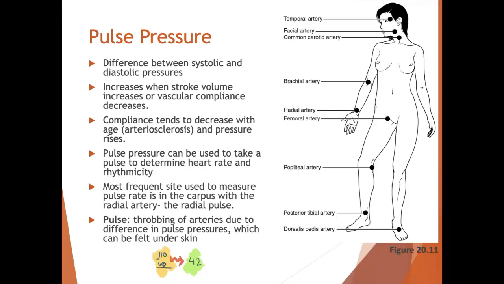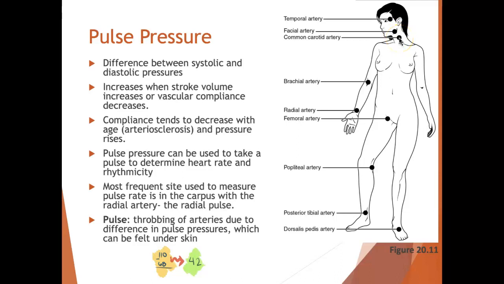Pulse pressure can also be used to take a pulse to determine heart rate and our rhythmicity. The most frequent site to measure the pulse rate is in our carpus, also known as the wrist, with our radial artery, and this is known as our radial pulse. The other most frequent place to use is our common carotid artery within the neck.